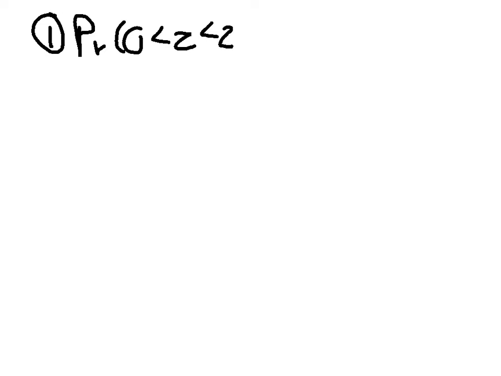Hello again. We're going to do some normal curve rules. And let's start off with the first rule. And let me get my pen running. Okay. And let's look at the probability that z is between 0 and 2.83.